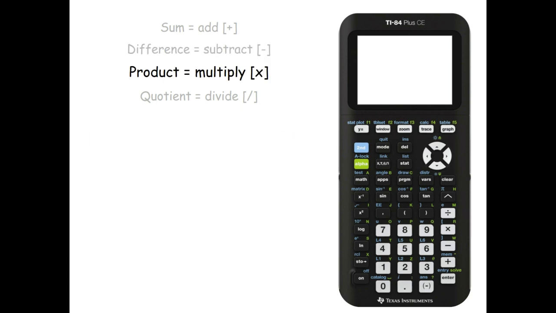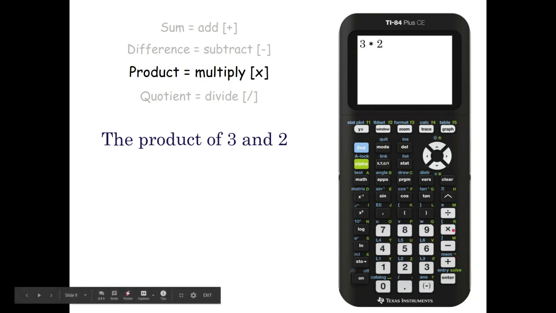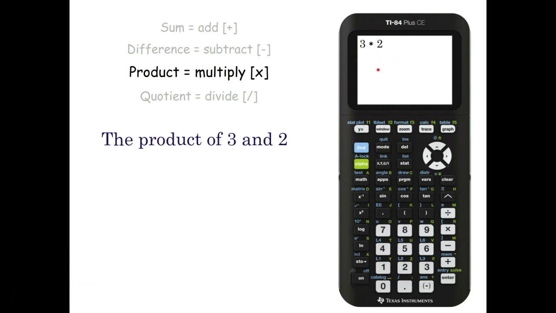The product means you multiply. If they say the product of 3 and 2, it means 3 times 2. Times is this symbol right here, and it looks like a little star on the calculator. Sometimes on the worksheet, it comes up as that little dot. The dot represents a product, meaning multiply. So the dot means you multiply, which is 6. The product of 4 and 5 is 4 times 5, which is 20. The product of 1 and 9 is 1 times 9, which is 9.